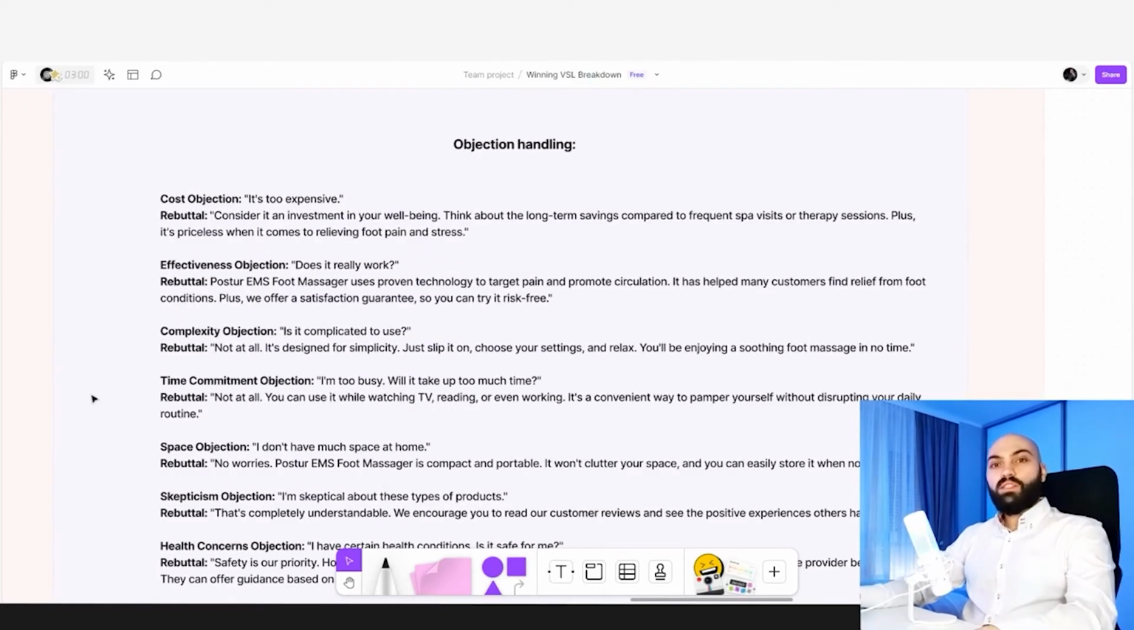We need to rebut their objections and make it worth it for them to buy the product. For example, cost objection: it's too expensive. The rebuttal would be to think about the long-term savings that they're going to make by not investing in medications. It is a small investment when it comes to their physical and mental well-being.